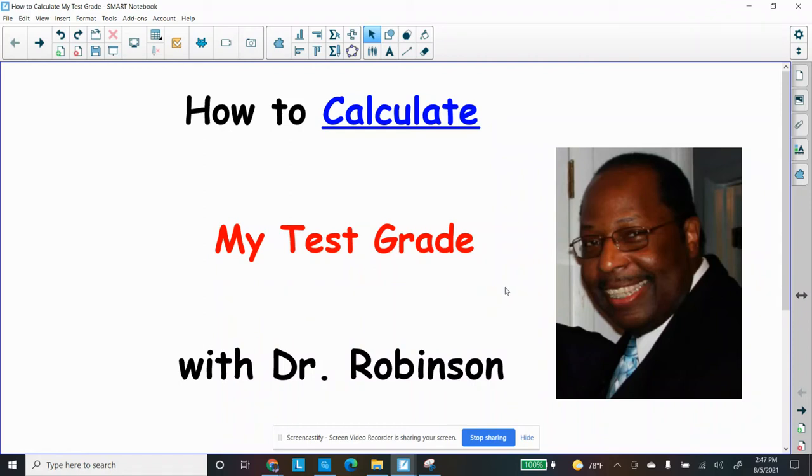Dr. Robinson here again, and we are going to continue our studies. We want to learn how to calculate our test grade. So this is very important because you need to know what grade you get on a test.